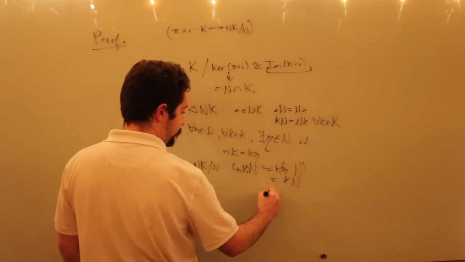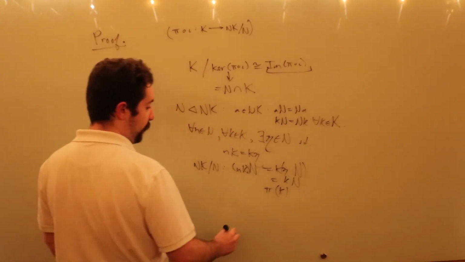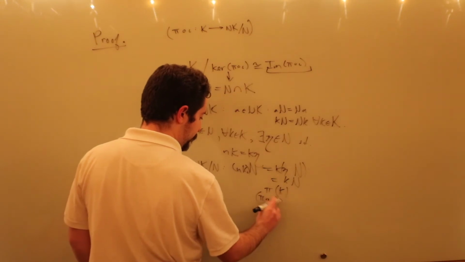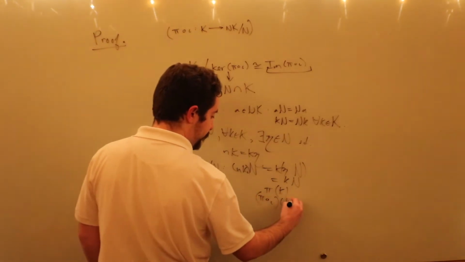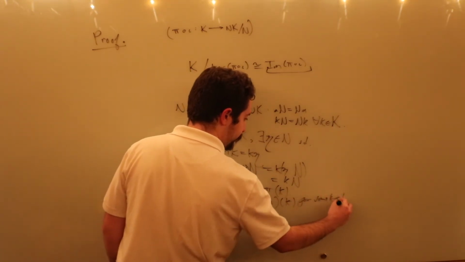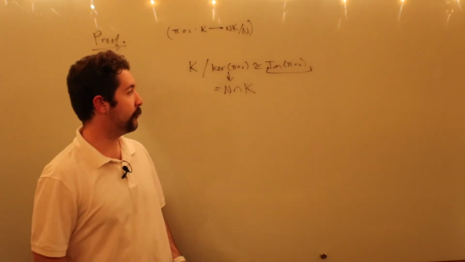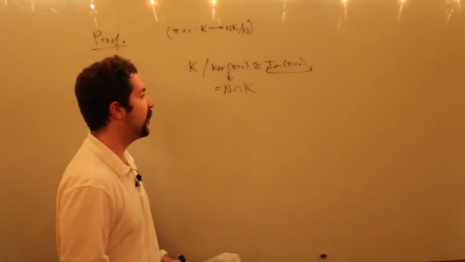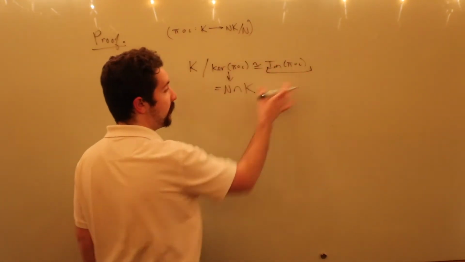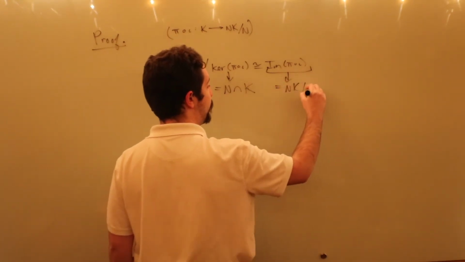Now, kn is just pi of k, and because the inclusion map does exactly that, it includes, then this is equal to pi composed with iota of the element k for some k in the subgroup K. Now, if pi composed with iota is an onto mapping, in other words, it's an epimorphism, then the target is in fact the image, so that this is equal to NK quotient N.